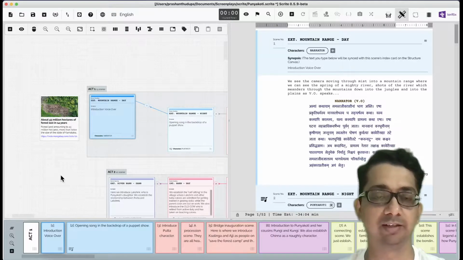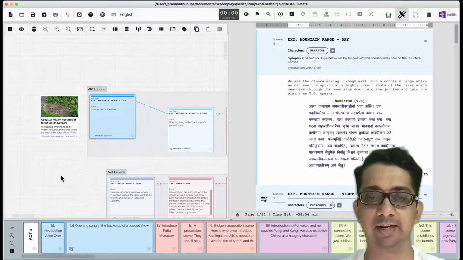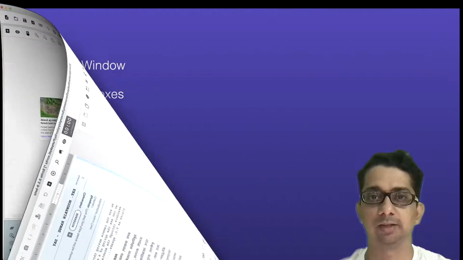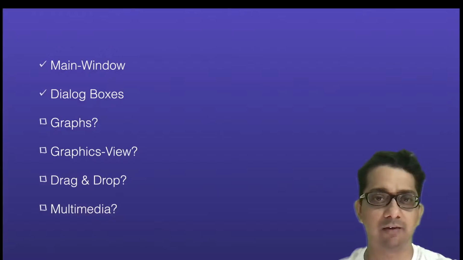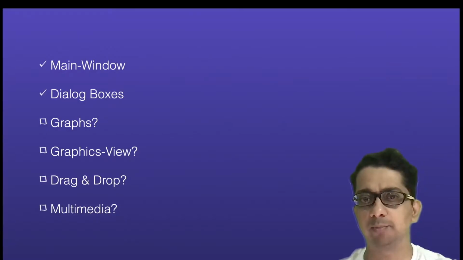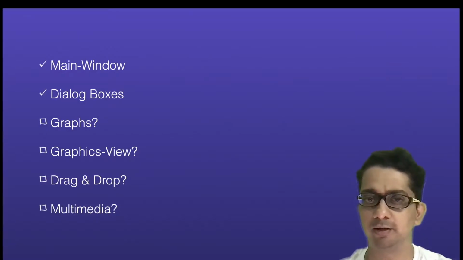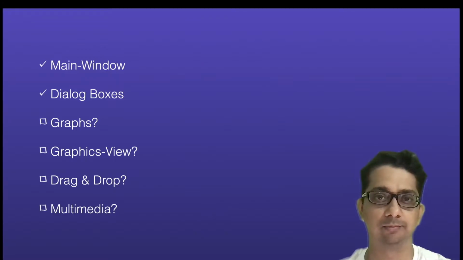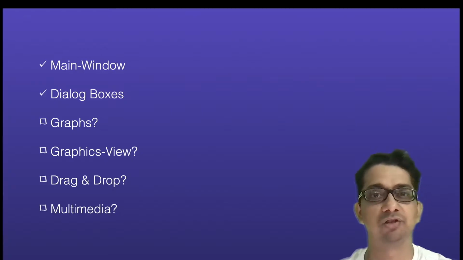If I was developing Scrite using widgets, then naturally I would have used the graphics view framework for the structure canvas. In QML, we don't have graphics view, but we have tools that help us create UIs similar to what we would using graphics view. In effect, graphics view like UIs in QML, check.